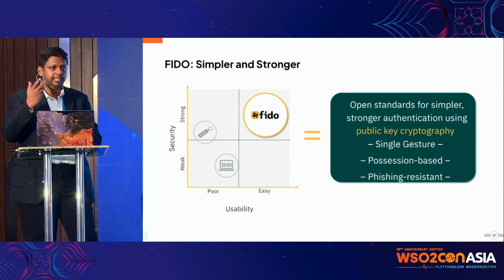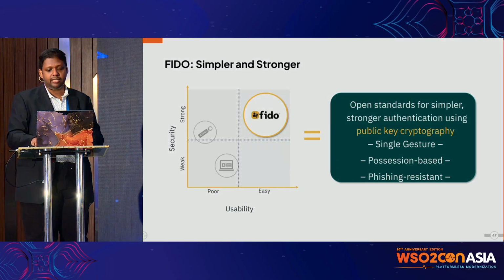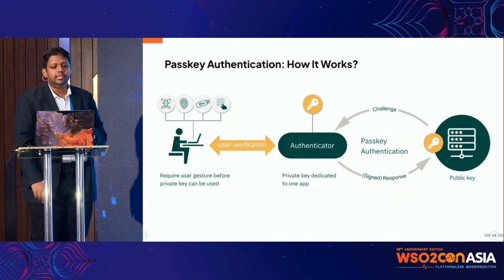And it's possession based because there is a key or a device that is involved. And also, most importantly, it's phishing resistant, right? That's the most important property about FIDO compared to other possession based authentication factors, which is phishing resistance. So how does FIDO work?